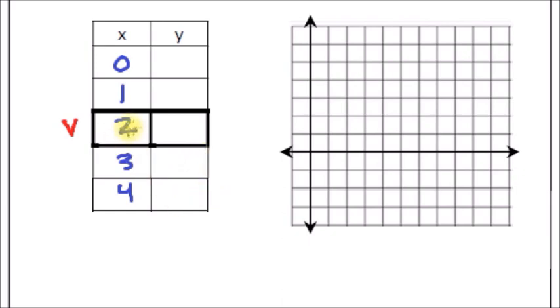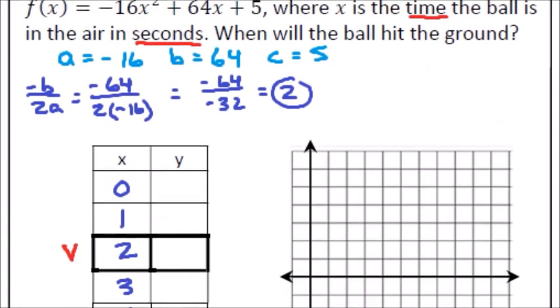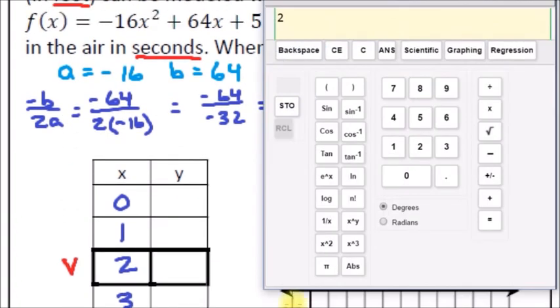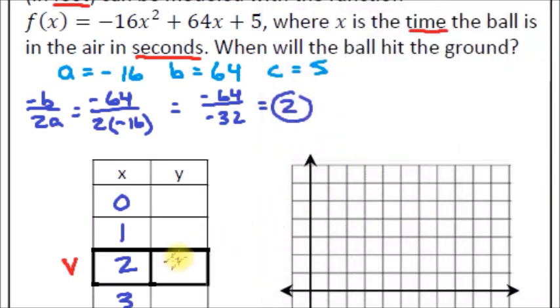Let's go ahead and solve for the vertex here. So let's plug in the number 2 into our equation. I'm going to show our equation there. And we're going to put in, we've got negative 16, and then in parentheses 2. We're going to square that, plus 64, parentheses 2. There's our x value again. And then plus 5. We press equal, and we get 69. So the value here in our table is 69.